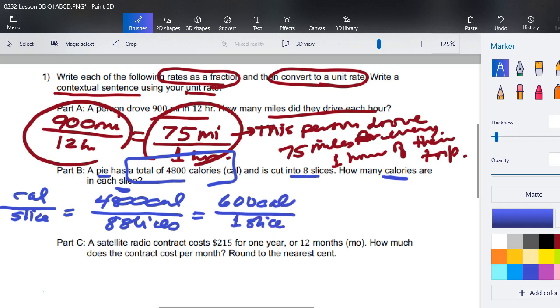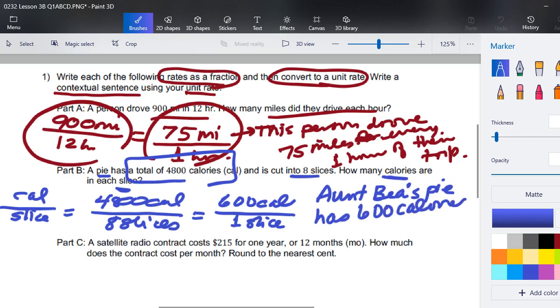And you could say, if you want to get creative, Aunt whoever, Aunt B, made a pie, and we calculated that every Aunt B's pie has 600 calories for every slice. And then looking at part C, I think I've got a little bit more up here.